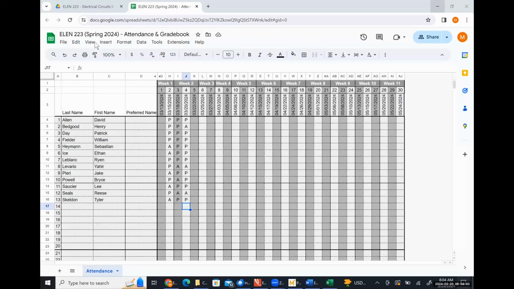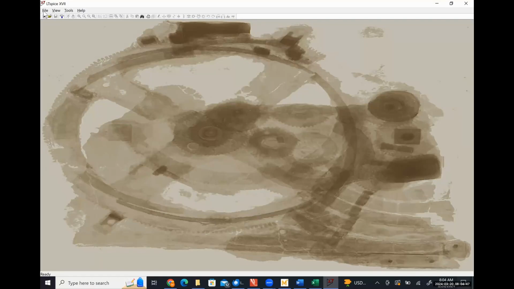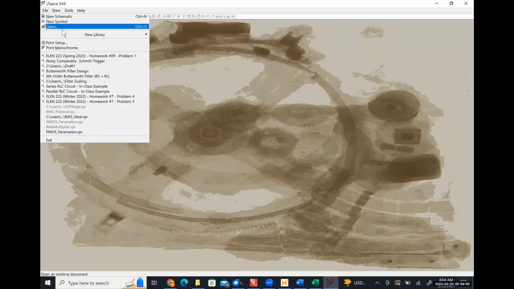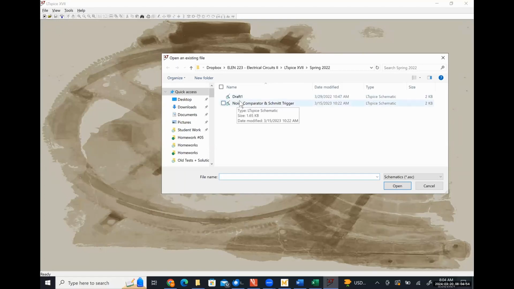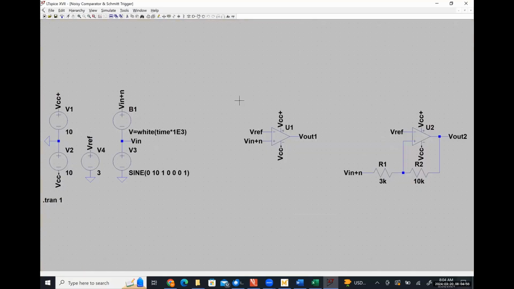Let me pull up an LTspice file that I made. I think I remember making it. We'll find out in a second. Noisy comparator. There we go. All right.